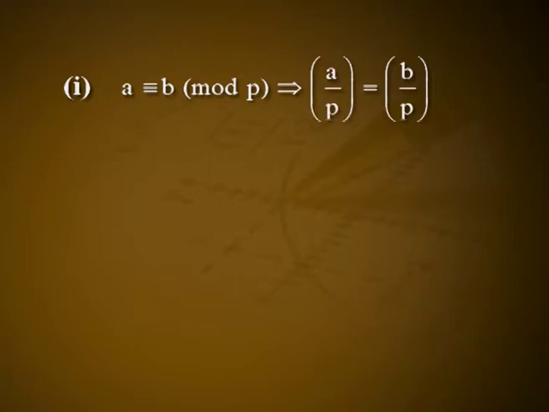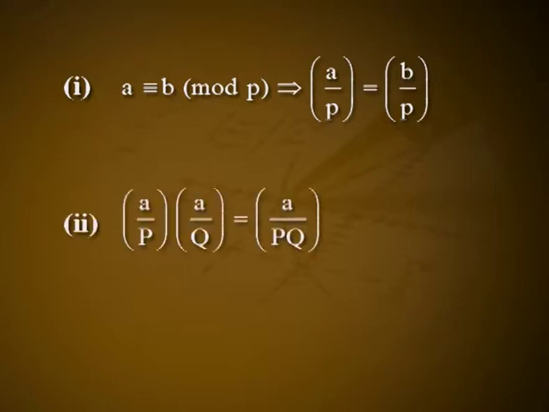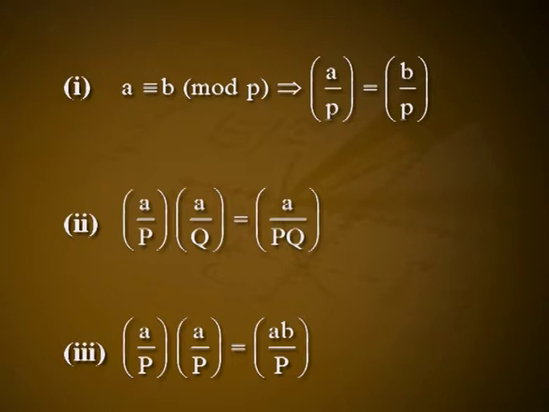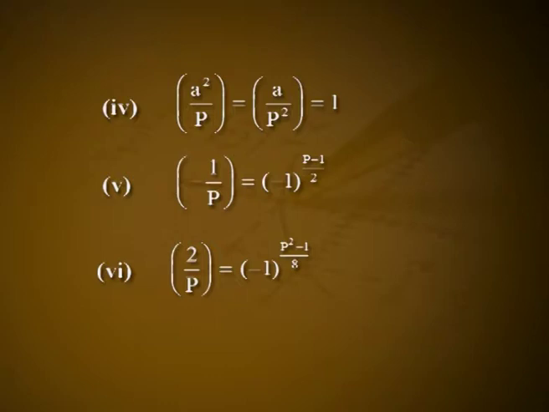Properties of the Jacobi symbol. Theorem 3. Let p greater than 1 and q greater than 1 be odd integers, then the following hold. 1. a ≡ b (mod p) implies the Jacobi symbol (a/p) is equal to (b/p). 2. (a/p)(a/q) = (a/pq). 3. (a/p)(b/p) = (ab/p). 4. (a²/p) = (a/p)² = 1. 5. (−1/p) = (−1)^((p−1)/2). 6. (2/p) = (−1)^((p²−1)/8).